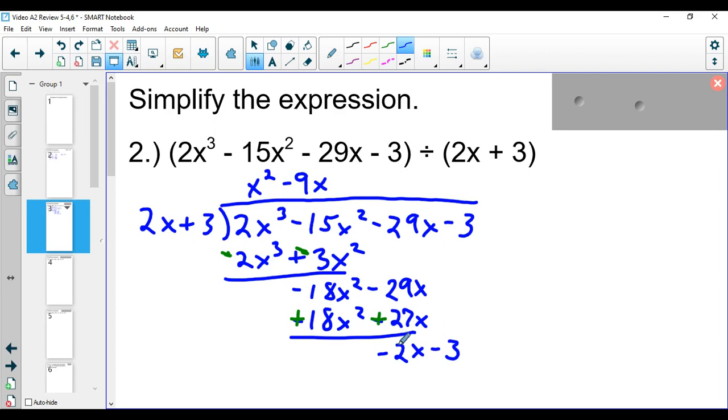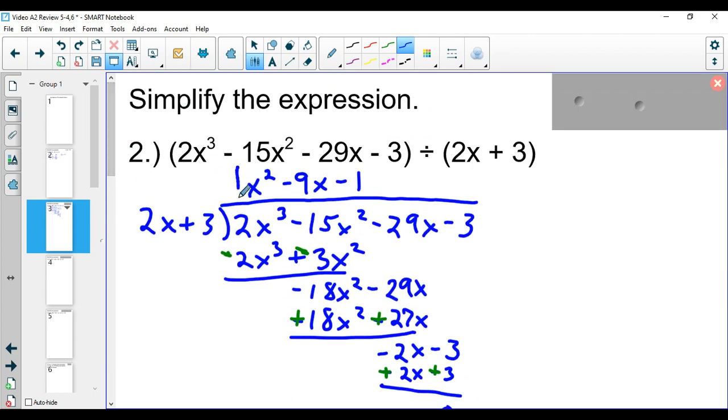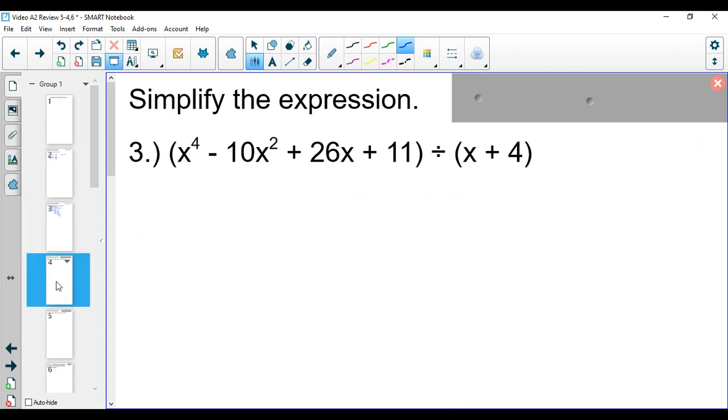So 2x times what gets you to a negative 2x? Well, that's a negative 1. And we multiply. So negative 1 times 2x is negative 2x. Negative 1 times 3 is negative 3. Then we change our signs. Here they both become positive again. And combine. Now let me scroll down slightly. Here we just get 0. So there's no remainder, which means that's our final answer. The answer is x squared minus 9x minus 1. Let's check it. All right, excellent.